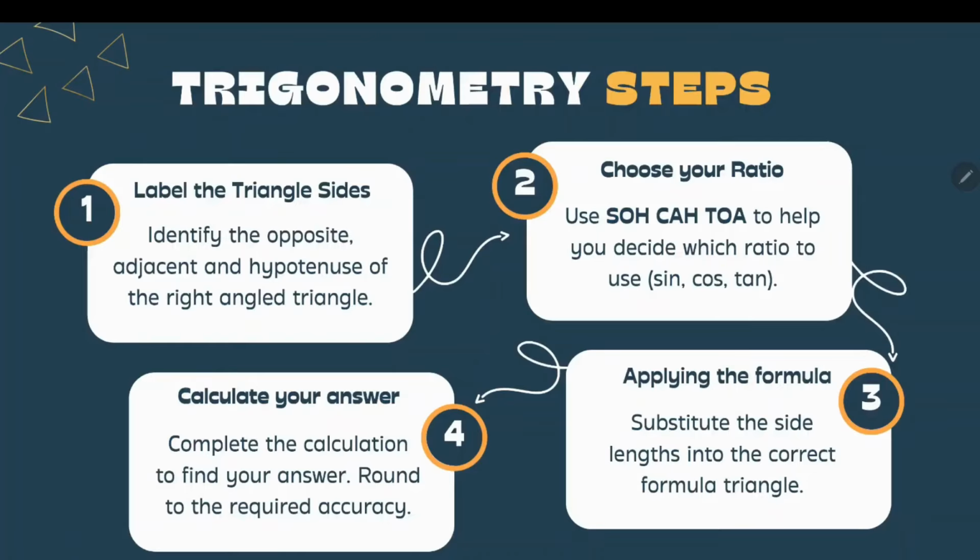Once you've identified your ratio, you need to apply that ratio or formula to further solve your question, which is step number 3. Substituting the side lengths into the correct trigonometric formulas. Then you have your final step, which is to calculate your final answer. Completing the calculation to find your answer to your question. Round to the required accuracy, which the majority of the time will be to 2 decimal points, unless specified otherwise.